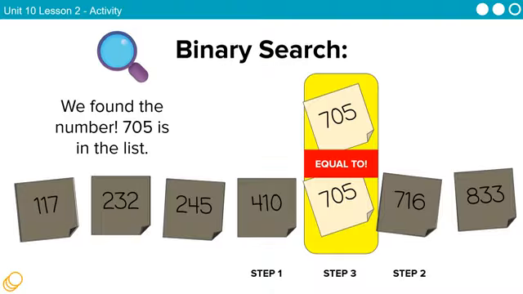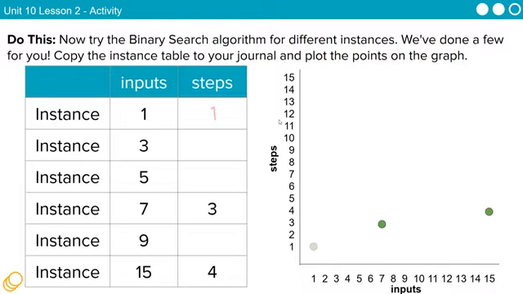So you can see this is more efficient than a linear search. If it was a linear search, I would have checked 117, 232, 245, 410, and I would have found it on the 5th step. Using this binary search, I essentially found that number in 3 steps. All right, so if we were comparing these efficiencies, you can see this binary search flattens out pretty quick, because binary search is a very efficient algorithm if the numbers are sorted.